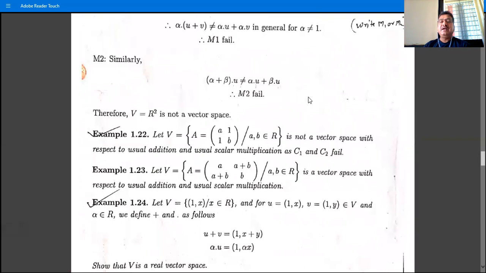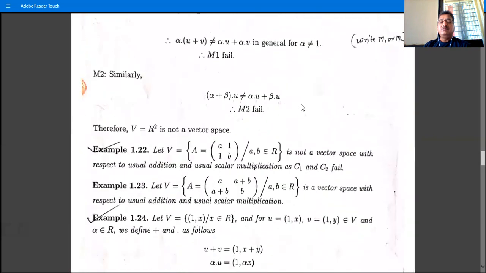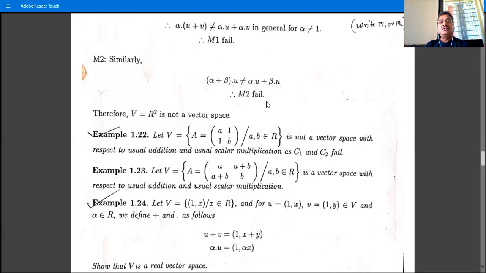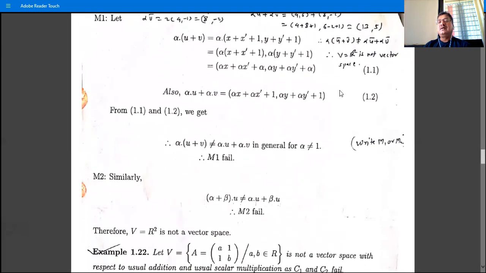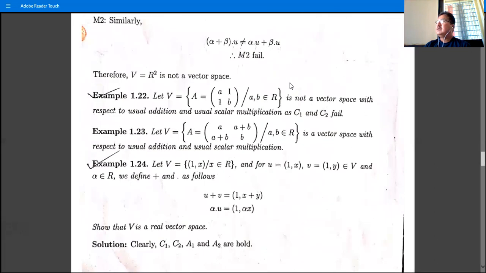Out of the 10 properties, M2 also fails for this set, but there is no need to write that M2 fails. Just write any one counter example for any one property.